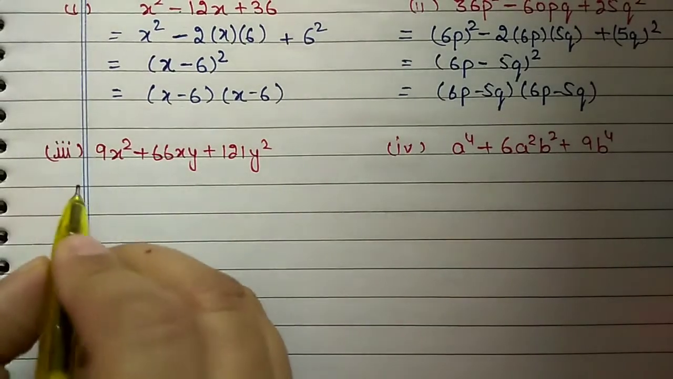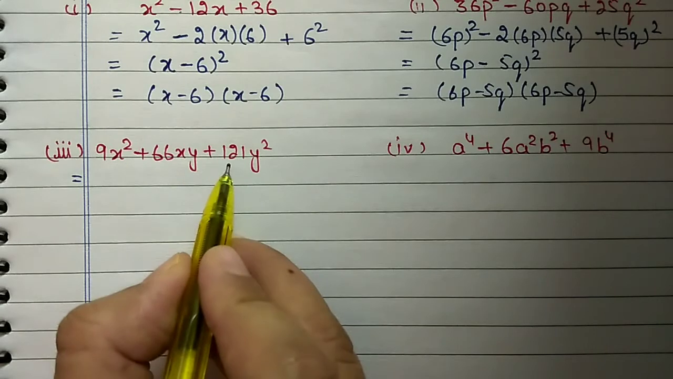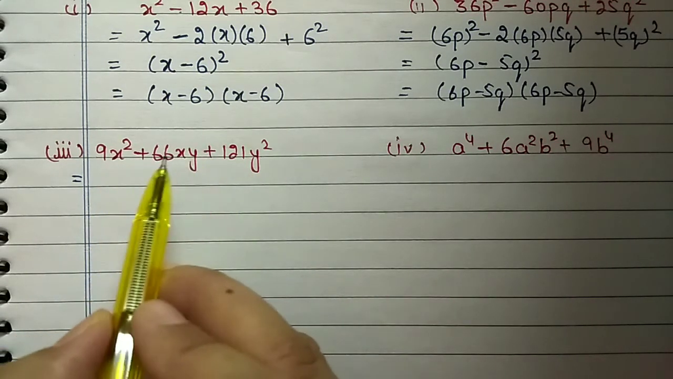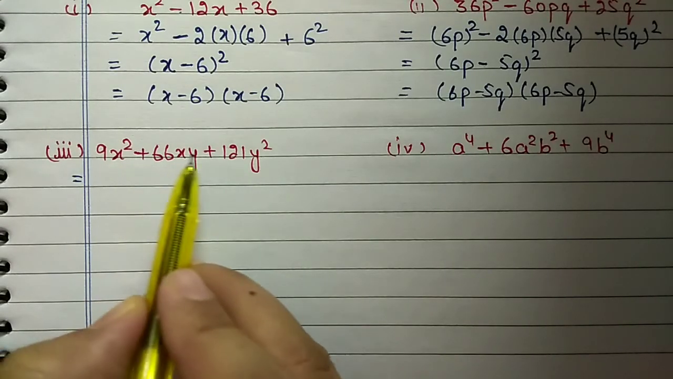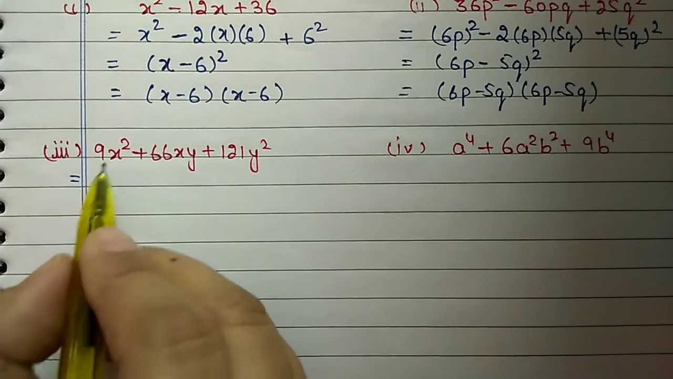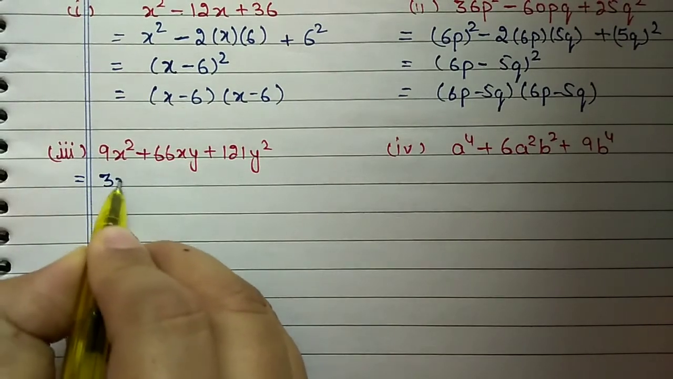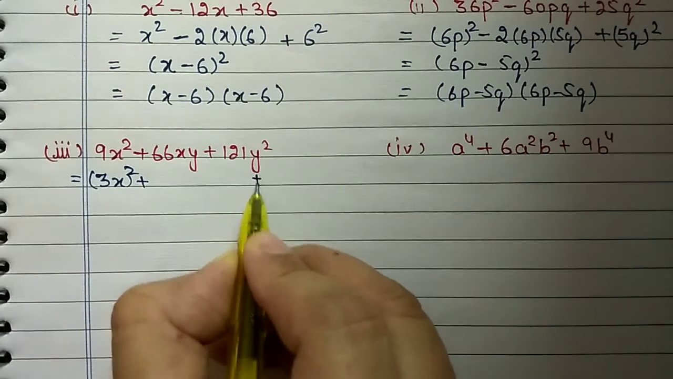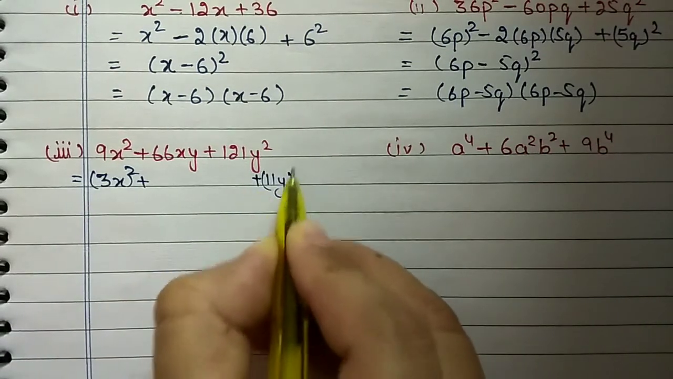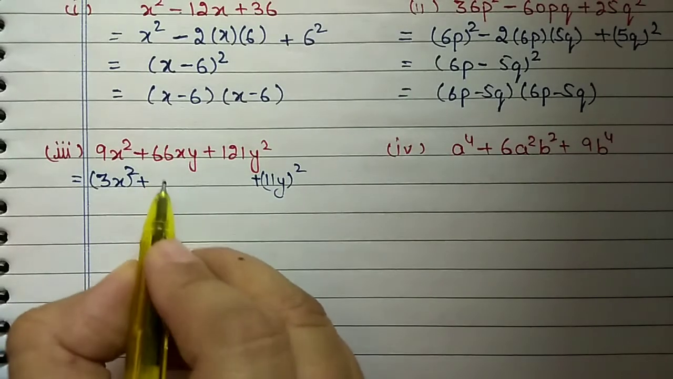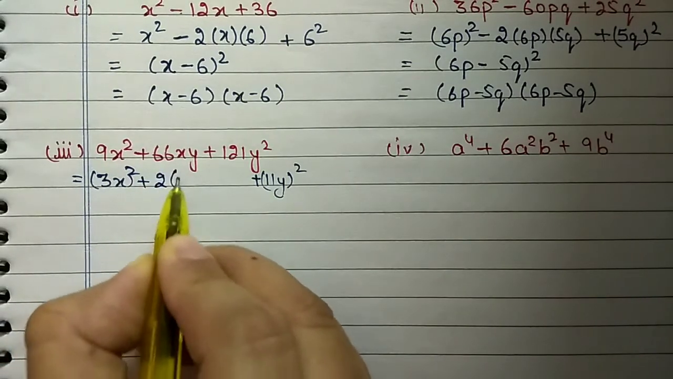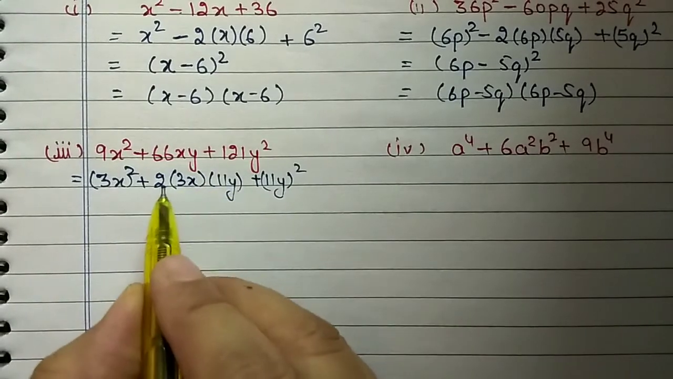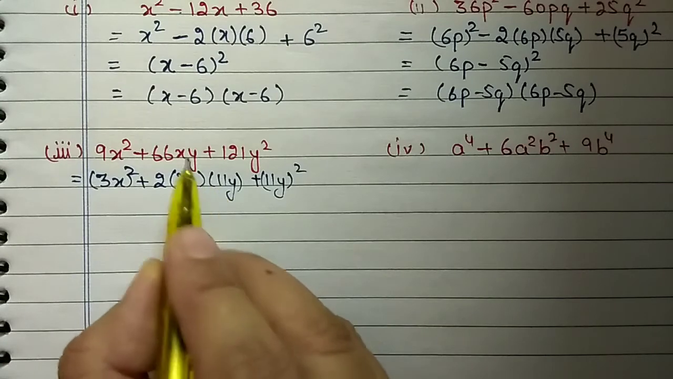Next, third part, 9x square plus 66xy plus 121y square. So here we will use the (a plus b) whole square formula because here plus is there. All three terms are having a plus symbol. So this 9x square we can write as (3x) whole square, and this last one, 121y square, we can write as (11y) whole square. Now the middle one we will split out: first 2, a is 3x and b is 11y. We will check whether it is coming the same. 2 into 3, 6, 6 into 11, 66.